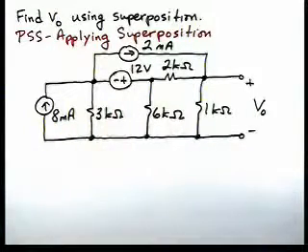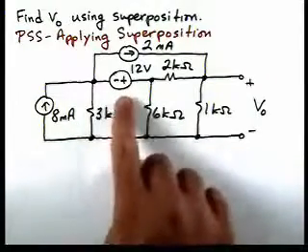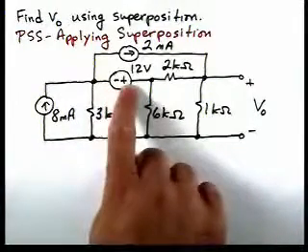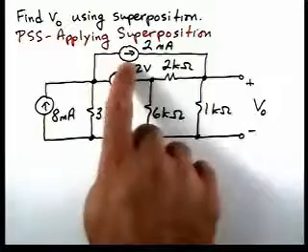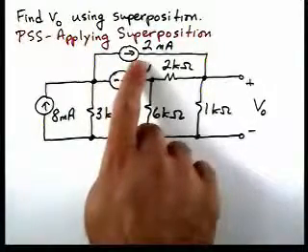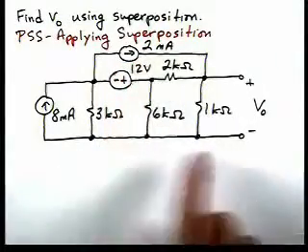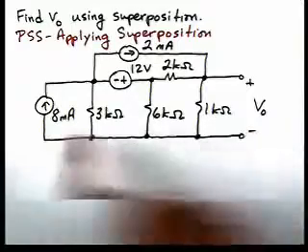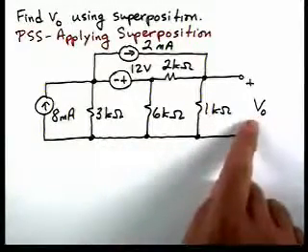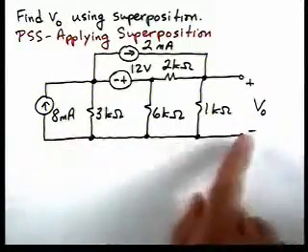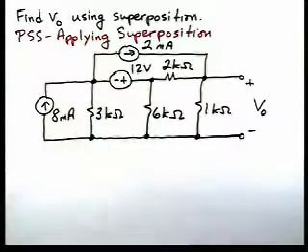We'll turn the other two sources off. Remember, if we turn off a voltage source, this becomes 0 volts, which is a short. This becomes 0 amps, which is an open. So really we're going to find the value of V0, or the contribution to the output voltage from each source acting alone. And then we'll add all those together to find the response when all three sources are active.